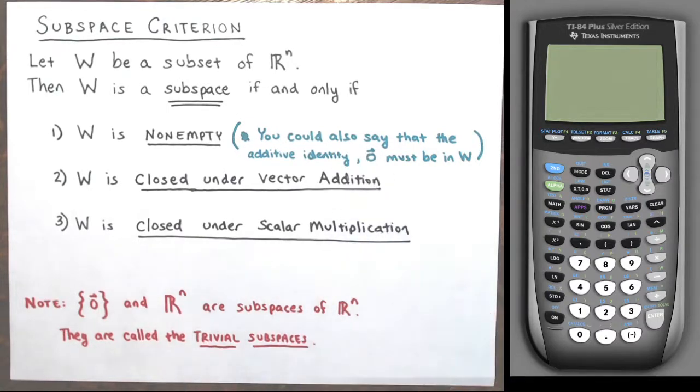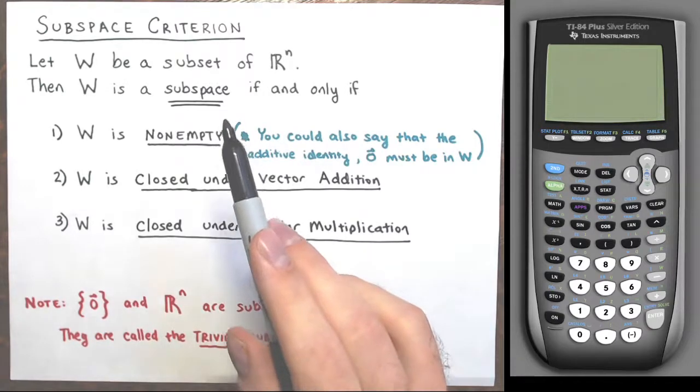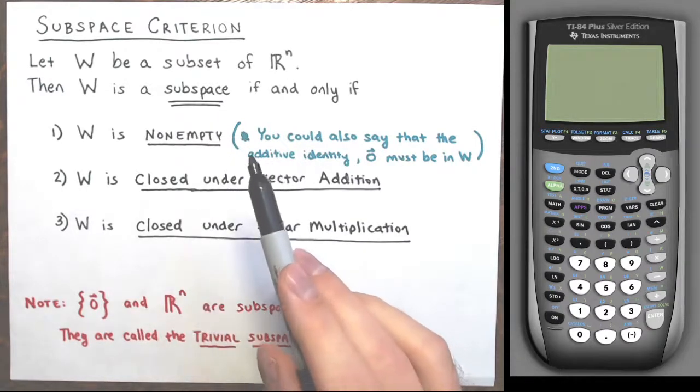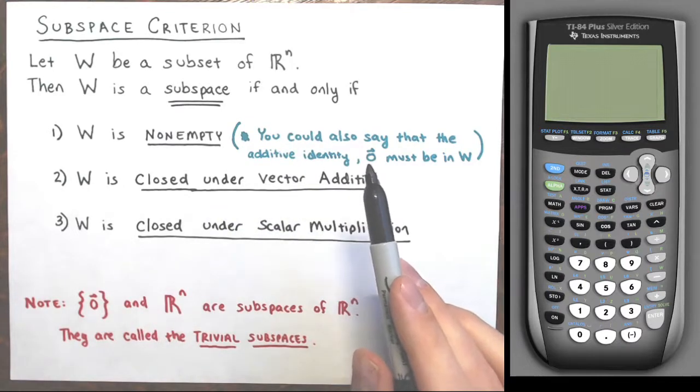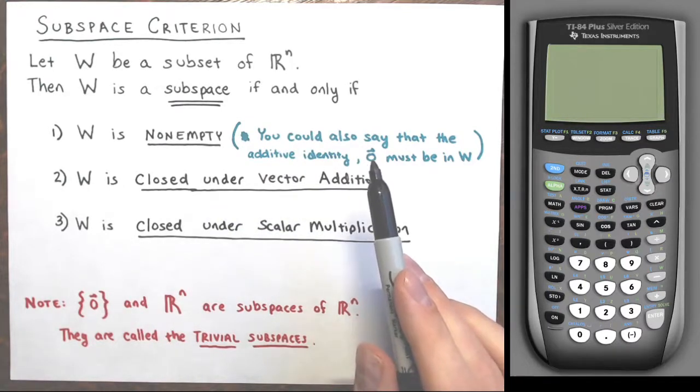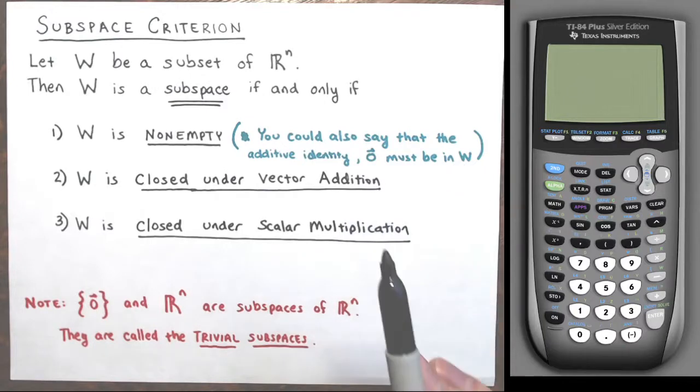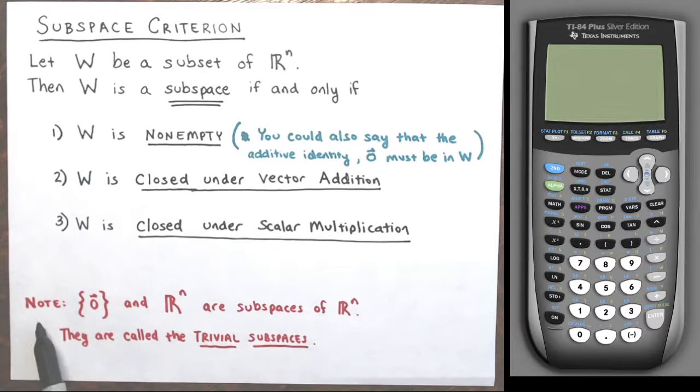So that's why, if all three of these hold, then another way to state the top one, which you'll see in some texts, is that one thing you need to check is whether the zero vector is in W, to check to see if W is a subspace. All right, and one little note here before I get on to some examples.